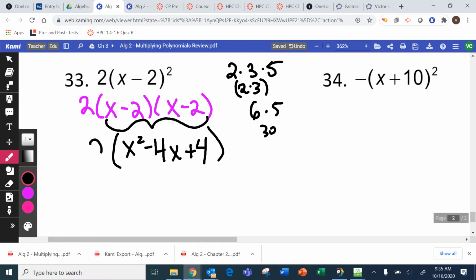Then you would take that answer and distribute the 2. 2x squared minus 8x plus 8.